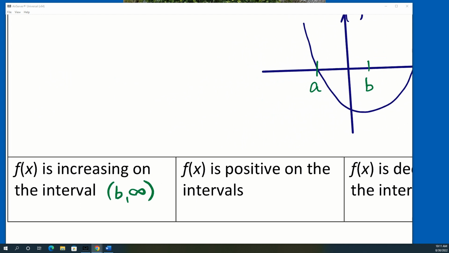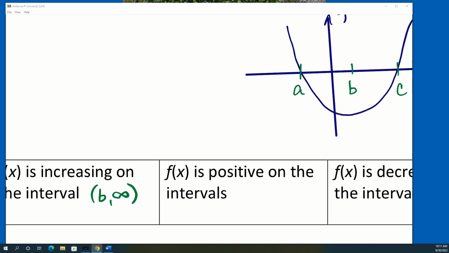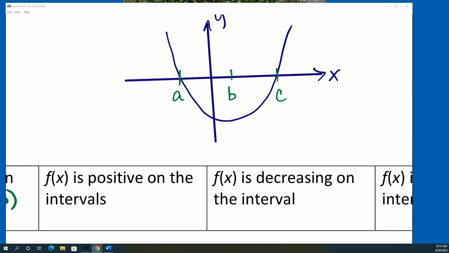Okay. And then the new stuff is positive intervals. So where the graph is positive is above the x-axis. So we have two sections of the graph where it's graphed above the x-axis. Is that only x values as well? Yes, sir. All right. And what's the other one? Very good.